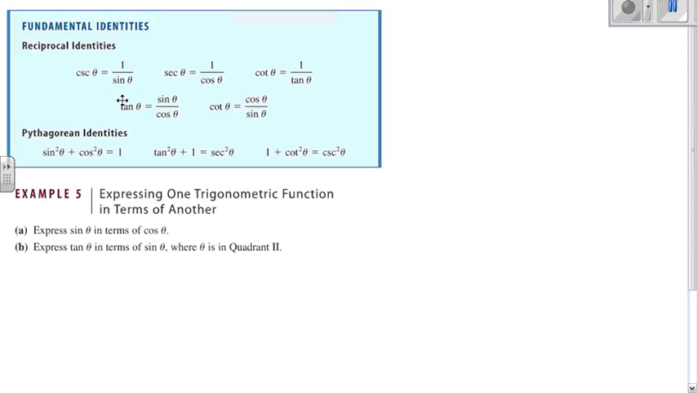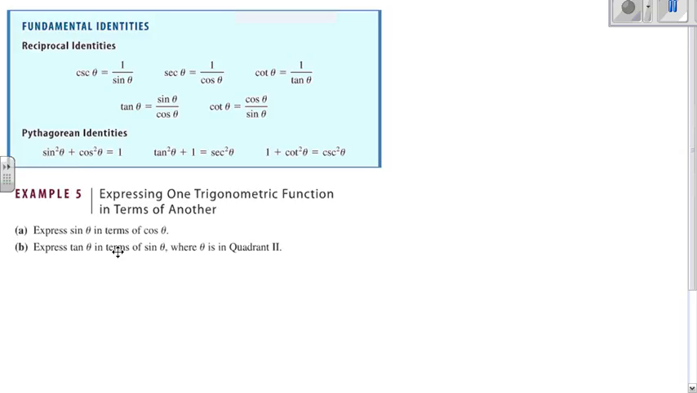So here we just have a review of the identities that we've learned already. The Pythagorean identities, and these are just basically the definitions of cosecant, secant, cotangent, that sort of thing. So first we're going to try to express sine in terms of cosine. So all that really means is we want to take one of these expressions that has sine and cosine in it and solve it for sine.